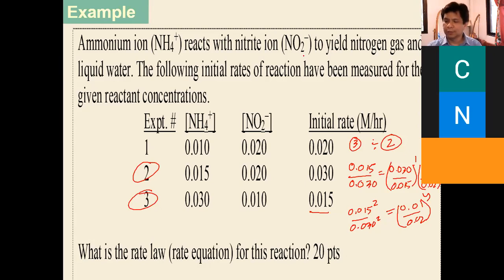Ganun lang, ano? So, if y is equals to 2, this is the order with respect to nitrite, NO2 minus. So, the rate law is rate equals to K times concentration of NH4 plus. Okay. Ito 1 to kanina, di ba? So nitrite NO2.